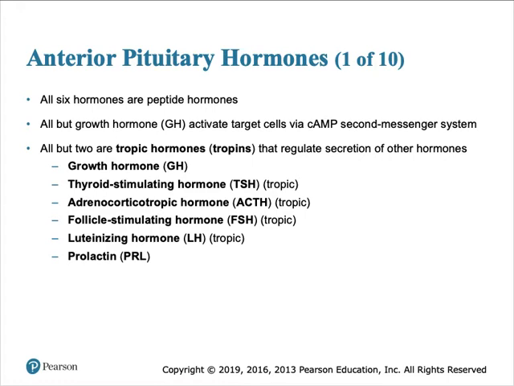The anterior pituitary, like we mentioned, has 6 different hormones. They're all peptide based. So all the pituitary hormones, all 8 of them we've talked about, are peptide based, which means they require a second messenger. They can't easily cross into the cell on their own.